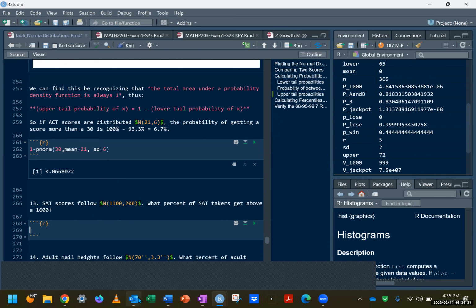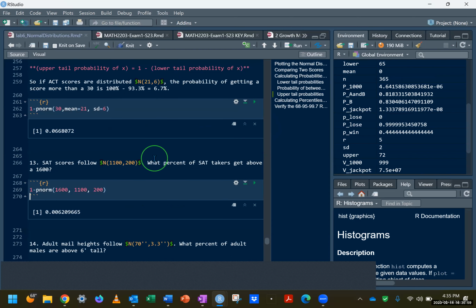So let's find the upper tail. What's the percent of getting above a 1600? Remember, I think that's a perfect score on the SAT. So we'd say 1 minus P norm. Since it's upper tail, 1 minus. And we do the exact same thing. 1600. Oh, and if you want to be kind of lazy, you can just type these in the right order. Mean second, standard deviation third. And that's the same thing.